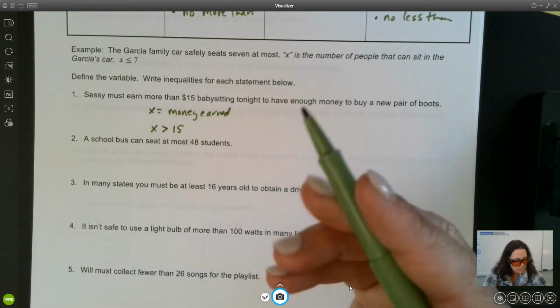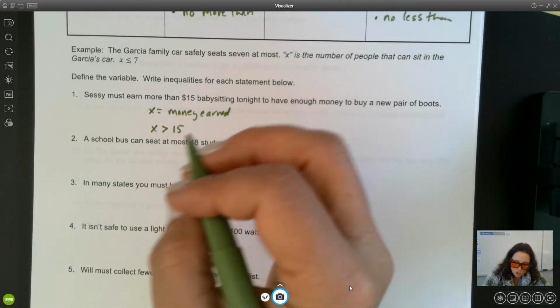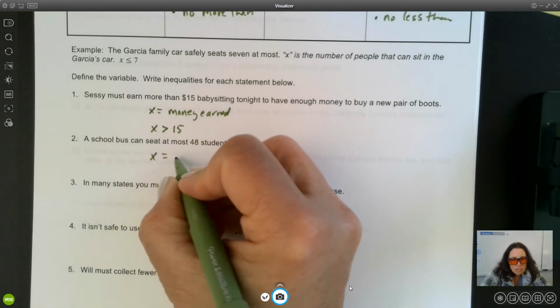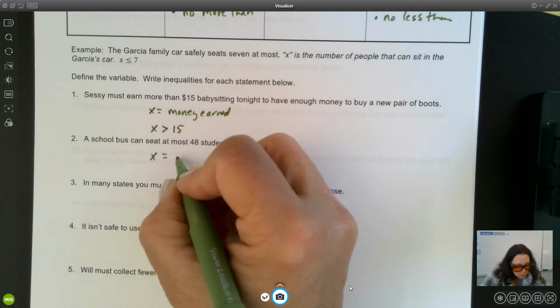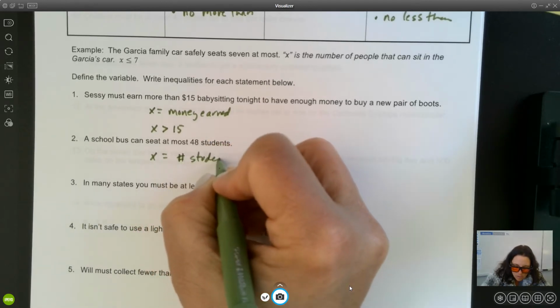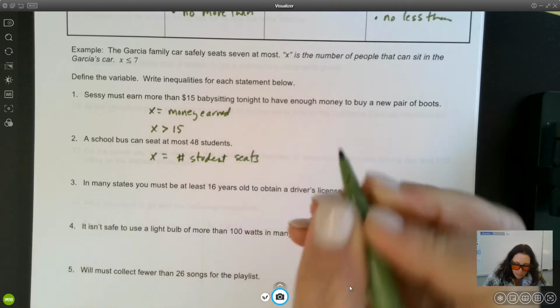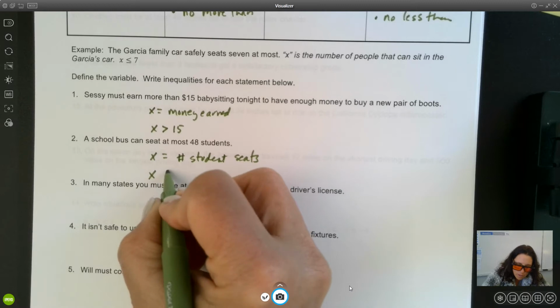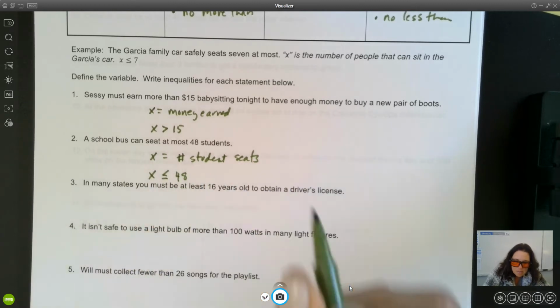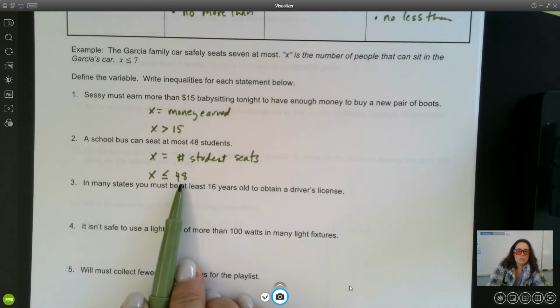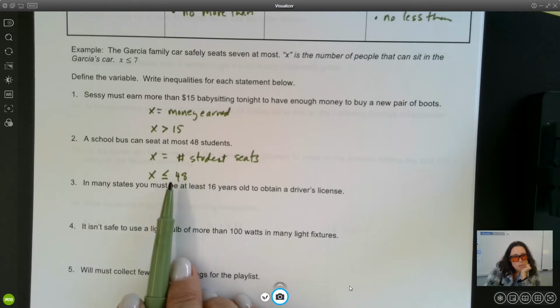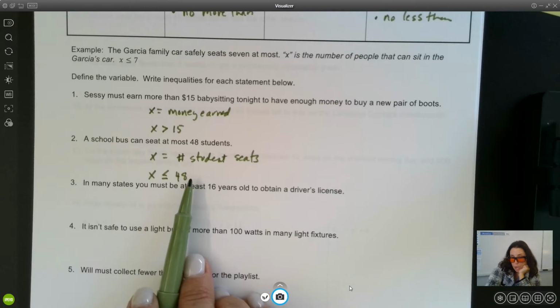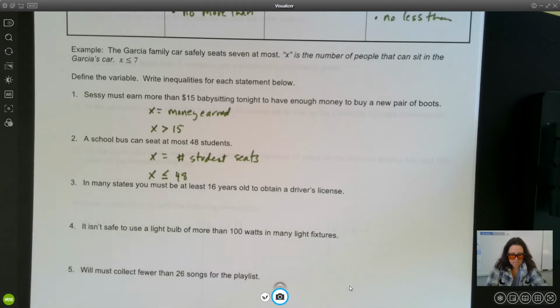Number 2, a school bus can seat at most 48 students. You can let whatever letter you want. I usually use X's. X equals number of student seats. So the inequality that would go with that would be X is less than or equal to 48. Think about that. You can have 48 kids on that bus in a seat. Could you also have 45? Yes. Could you also have 2? Yes. Could you have 50? No. Many answers now with these inequalities.